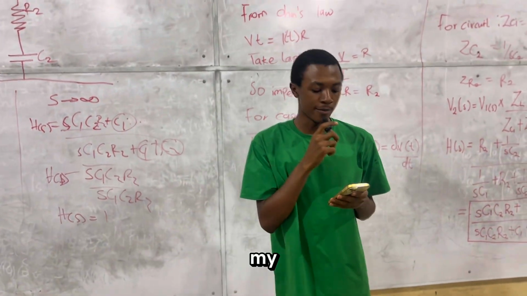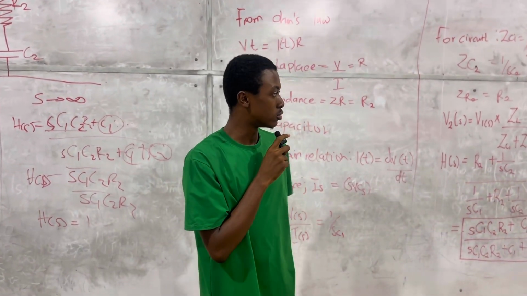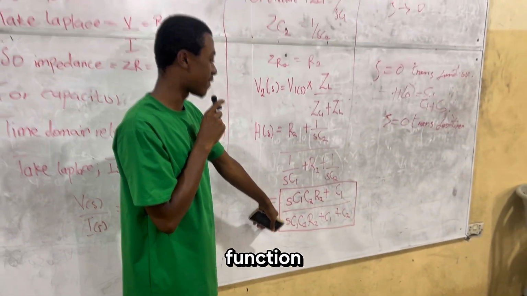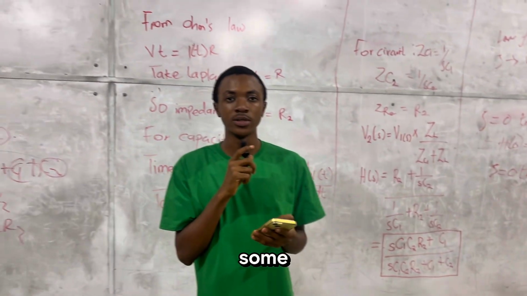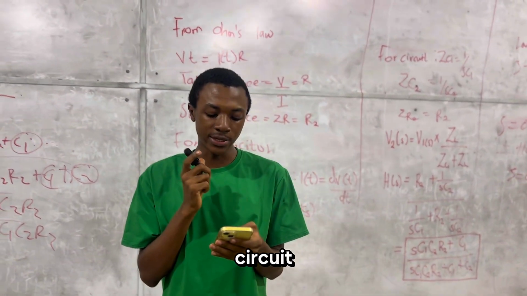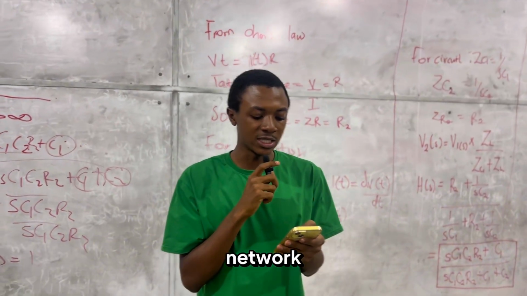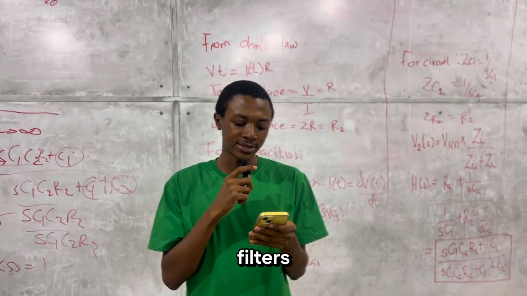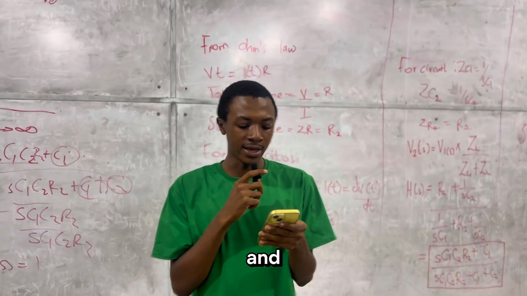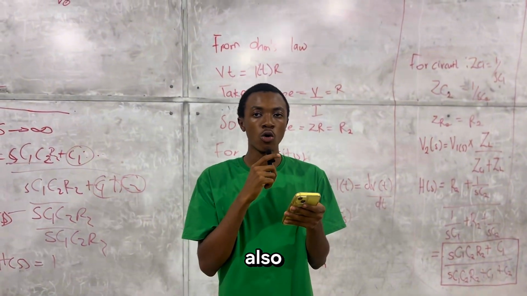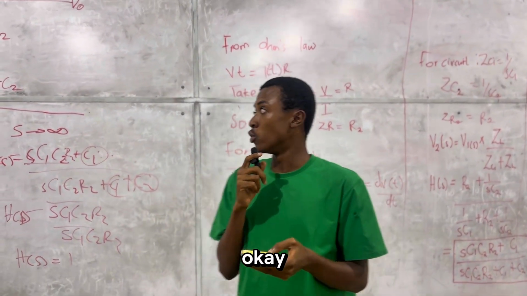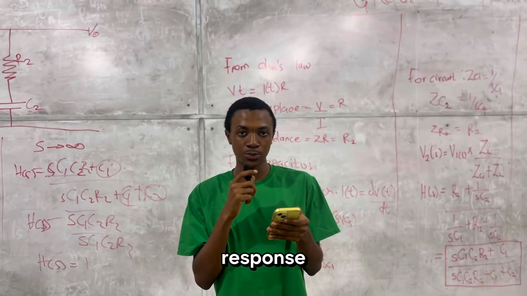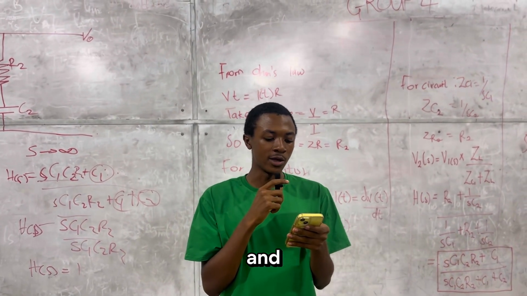Okay, my name is Brifu Insiankama Kofi. This is our work, and this is our final solution. This is our transfer function. I'm here to talk about some applications of our circuit. This type of RC network appears in signal conditioning circuits, audio filters, sensor interface circuits, communication systems, and also control systems. Understanding its transfer function helps engineers to predict frequency response, design filters, and control signal attenuation.